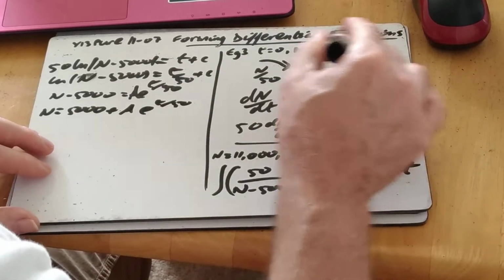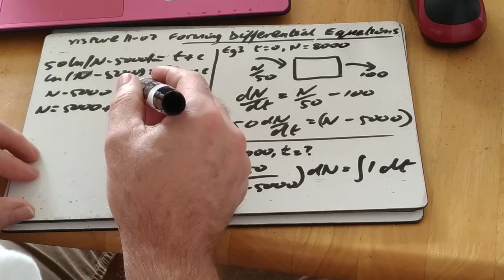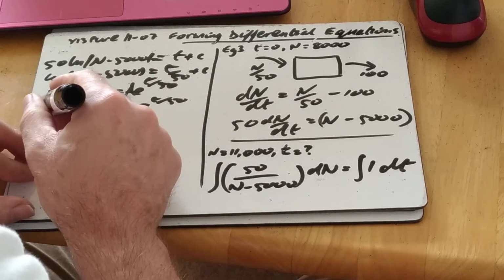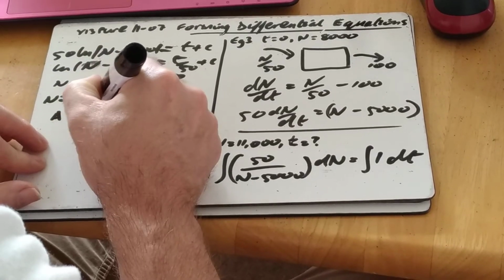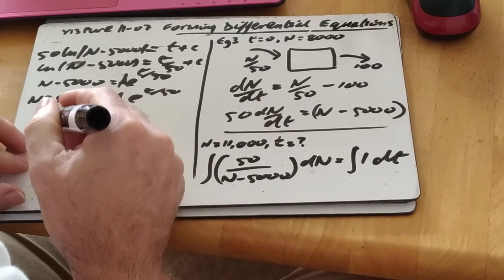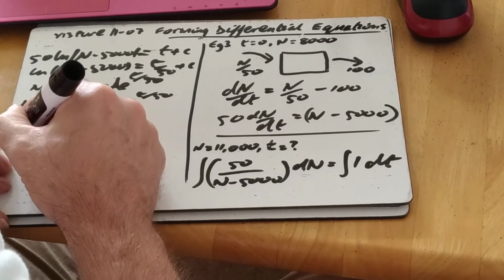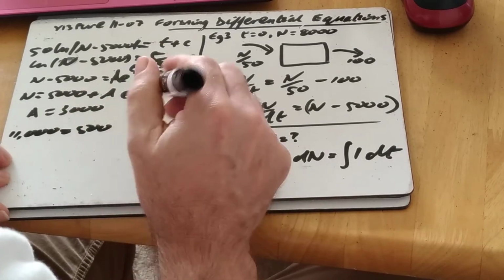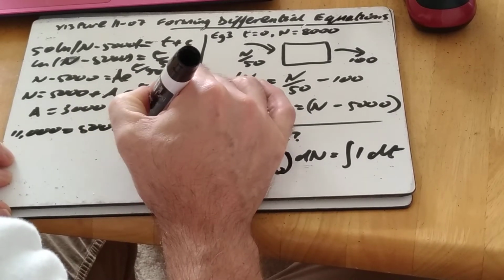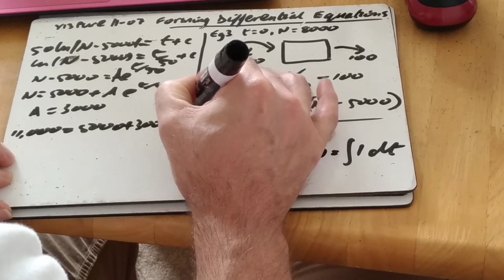Now they've given us an initial setup, that's to find a. So t equals 0, n equals 8,000, so I've got 8,000 equals 5,000 plus a, so a will equal 3,000. I'm using the initial conditions that I'm given there. And now I've got to solve it when n is 11,000. I've got 11,000 equals 5,000 plus 3,000 e to the t over 50.